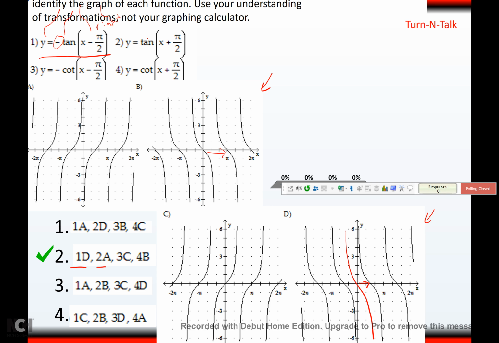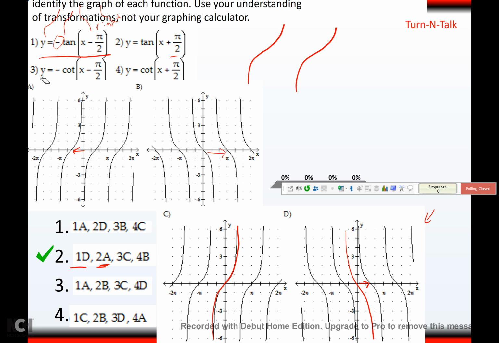2, that's got to be a regular tangent, so regular tangents rise to the right, so I'm looking for one that looks like this, which is either A or C. And this tangent shifted to the left pi over 2 units. So let's see, what am I looking for? Why did I circle C? It could be A or it could be C. Sorry. Okay, this function hasn't shifted at all, because it's still going through the origin. This one has shifted to the left pi over 2 units. So 2 has to be A.